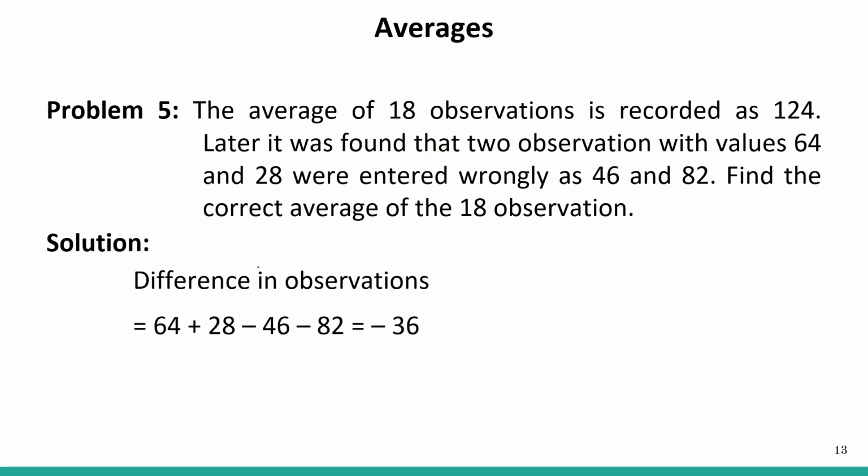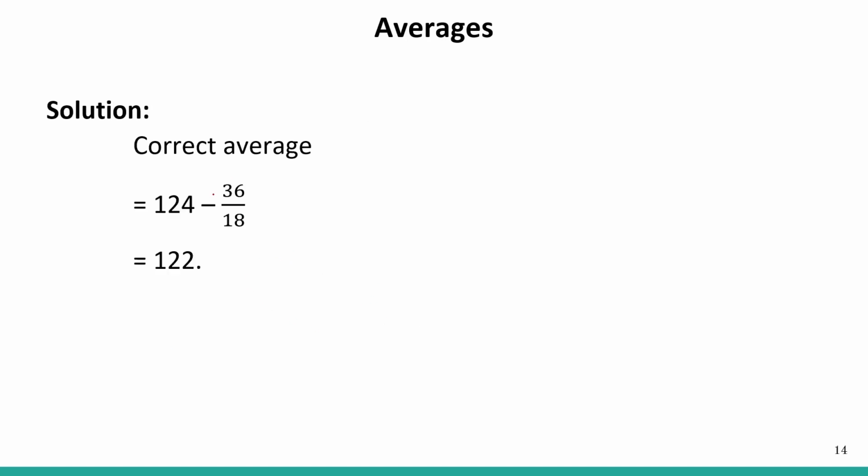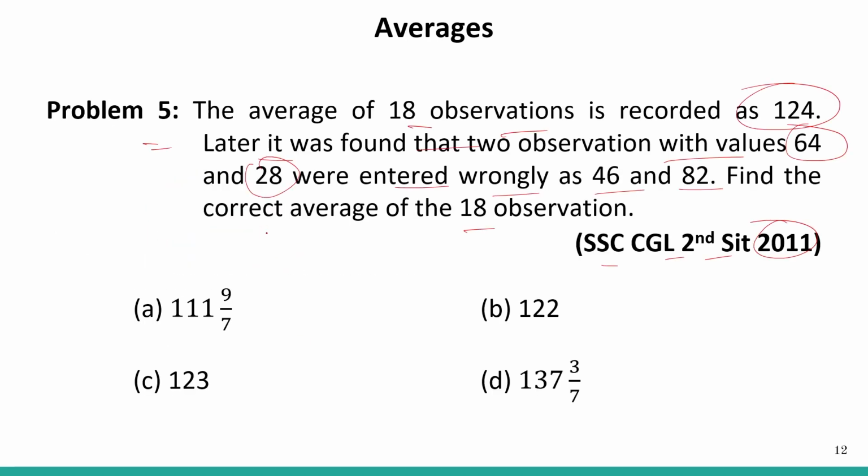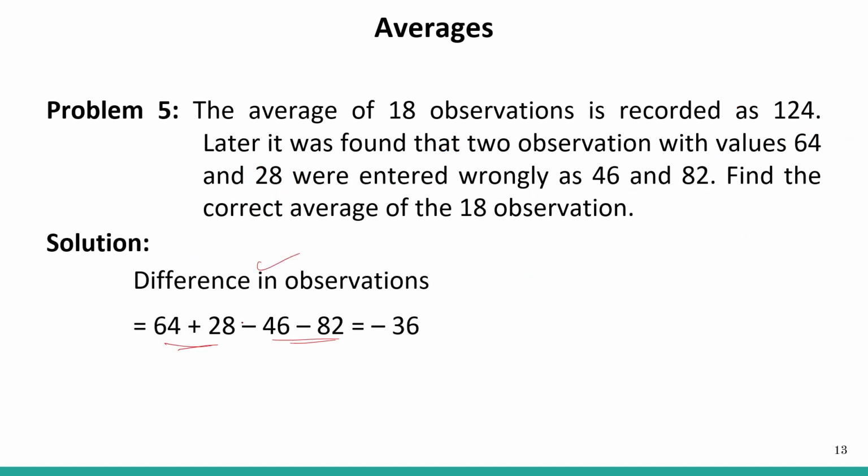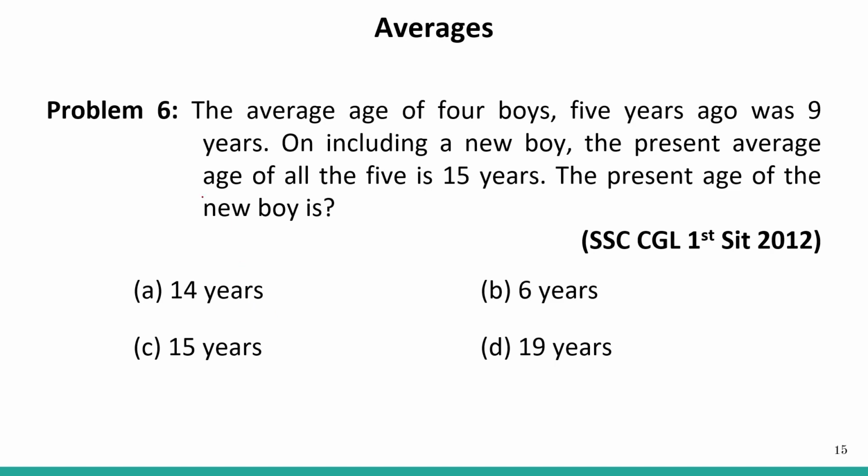So the difference in observation is equal to what? These are the entered observations, these were wrong, and these are the correct ones. So the difference is 36. The correct average will be 124 minus 36 by 18, which is equal to 122. So 122 will be the correct answer. This is the correct one. These are all wrong options. So let's see problem number 6.